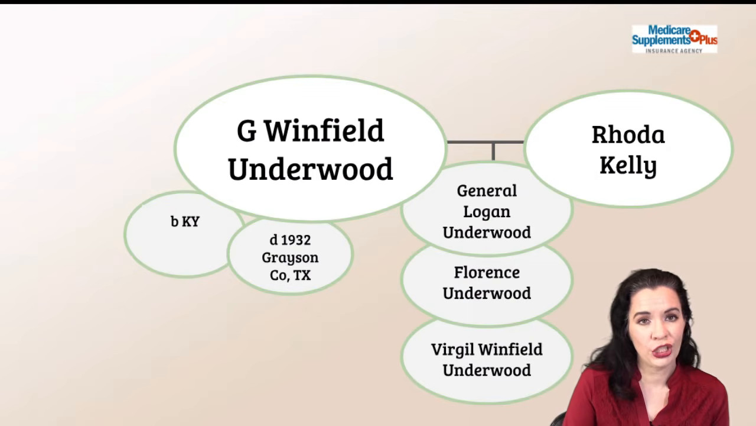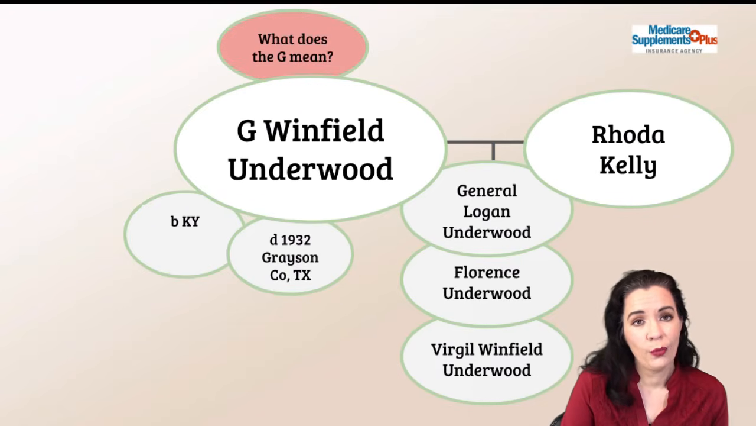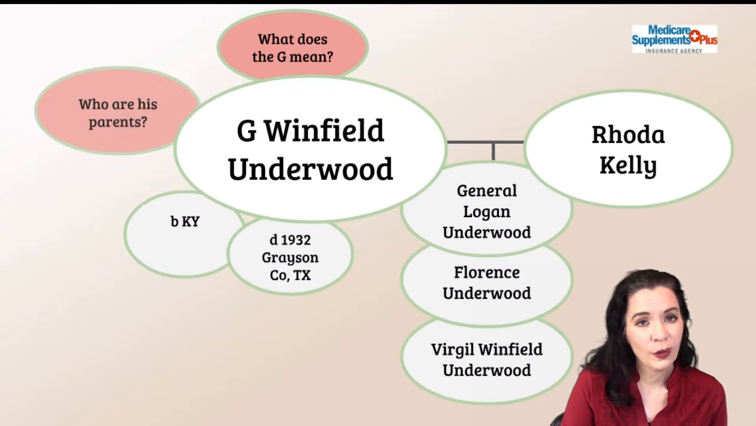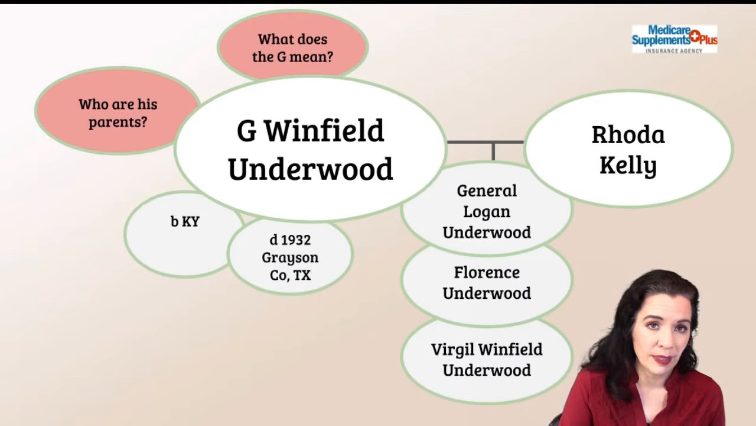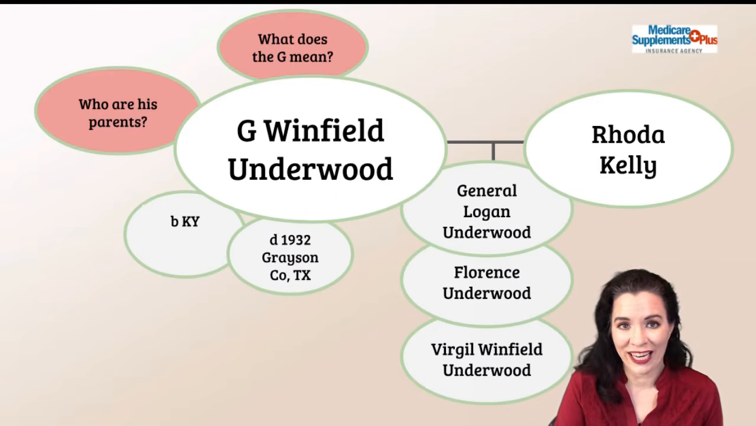So far, so good. Now the question becomes, what do we not know? Jamie doesn't know what the G stands for for her great-grandfather. The other question she has is, who are the parents of Winfield? Now that we have mapped out everything that Jamie knows and doesn't know, we're going to hop to FamilySearch because that's where Jamie built her tree and began running into problems.